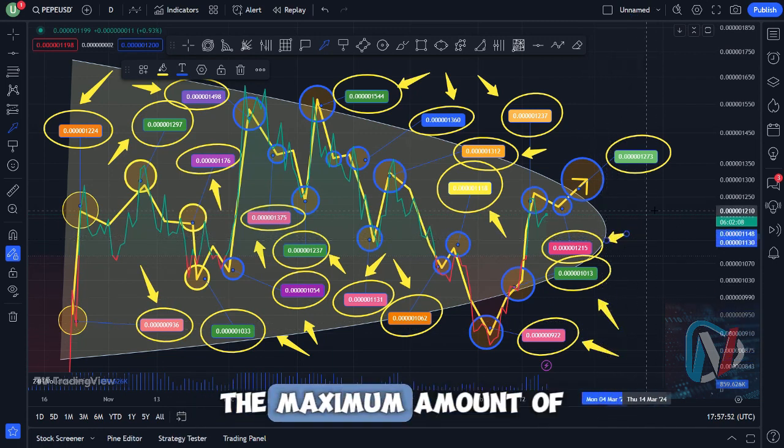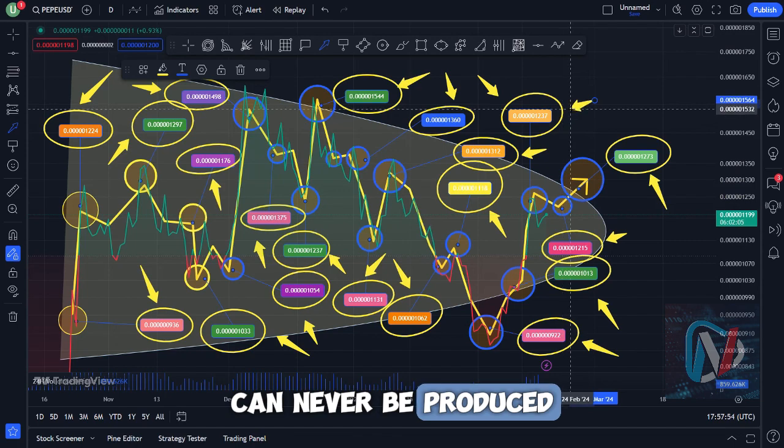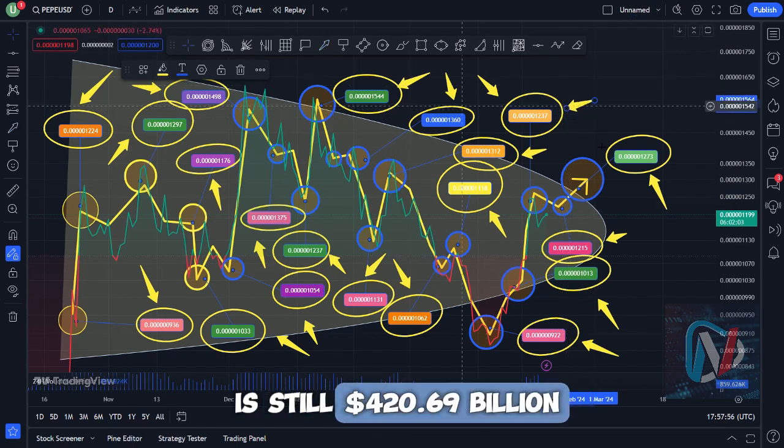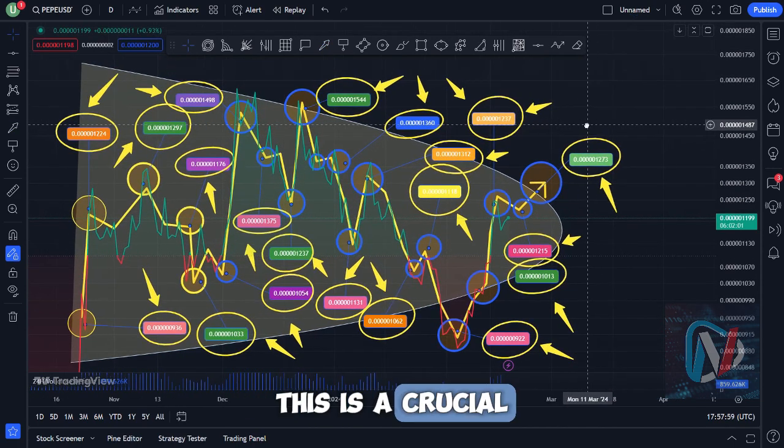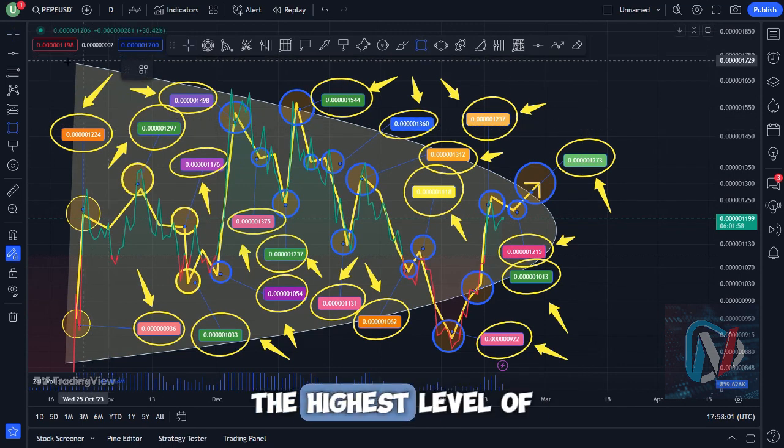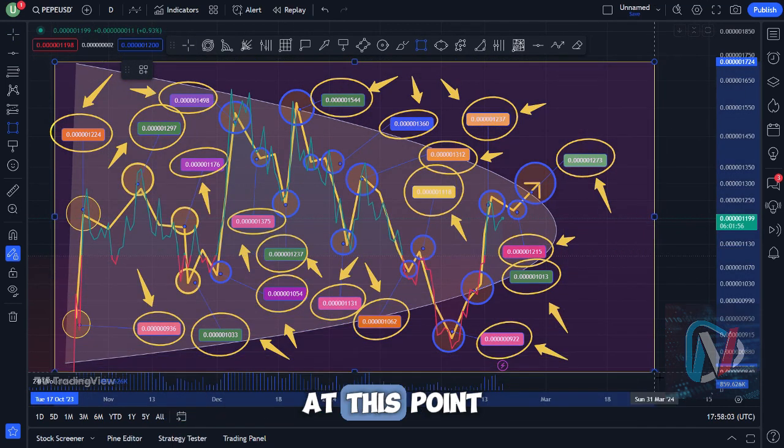Remember that the maximum amount of pepecoins that can ever be produced is still $420,690,000,000. This is a crucial fact to keep in mind. The highest level of its token distribution is reached at this point.